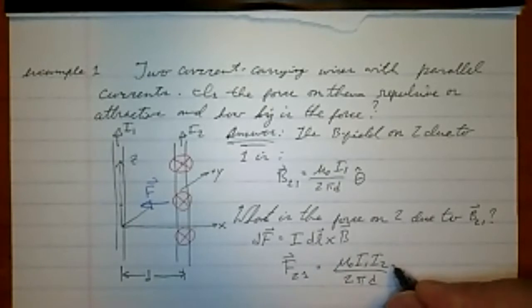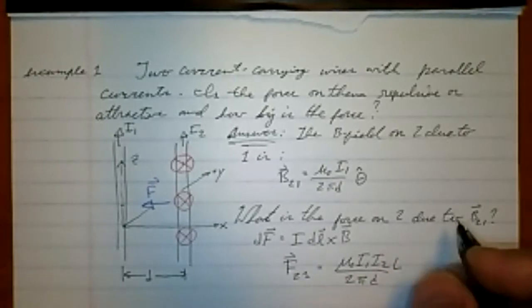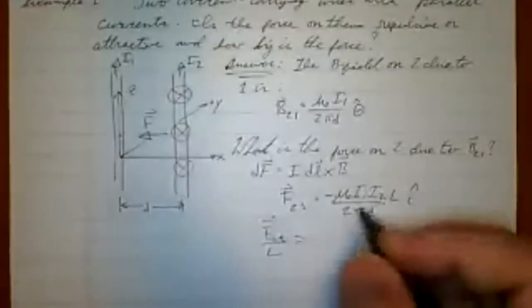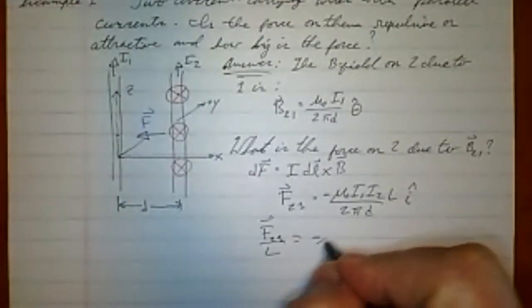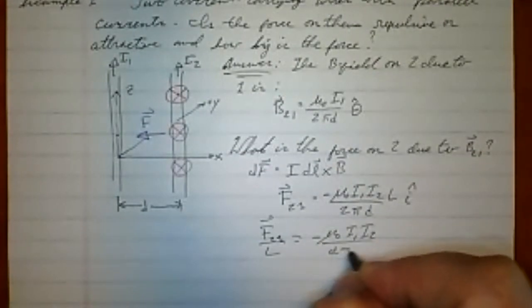I still need my length, so I'm going to put an L there, and I'm going to say it's to the right, so it's in the J hat, or excuse me, it's to the left, so it's in the negative I hat direction. Okay. Normally, what you'd say is the force per unit length F21 over L is equal to negative mu 0 I1 I2 over 2 pi d.